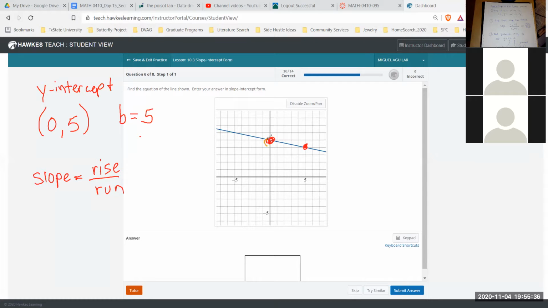So I'm going down 1. So my rise is -1. And then I'm going over 1, 2, 3, 4, 5. So I ran 5 in the positive direction. So my slope should be -1 over 5. And that's my m.